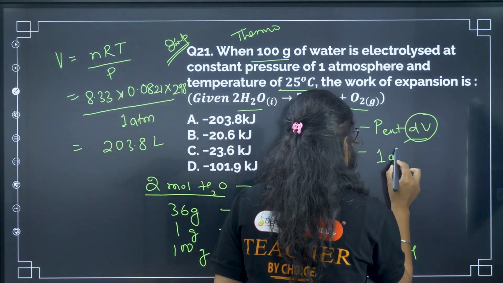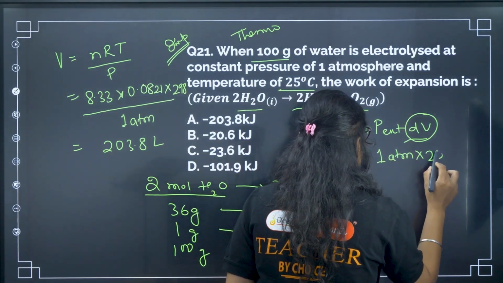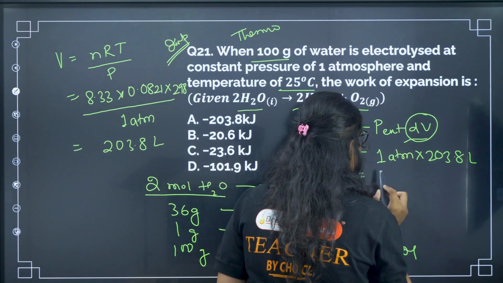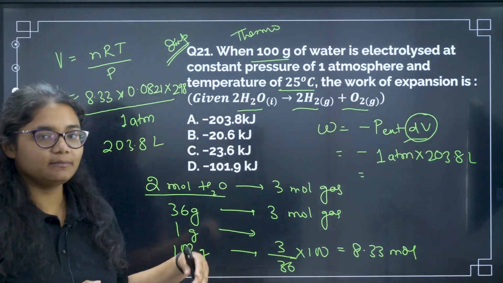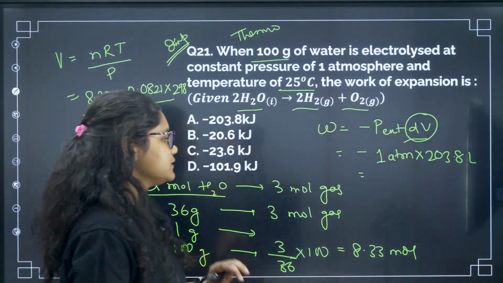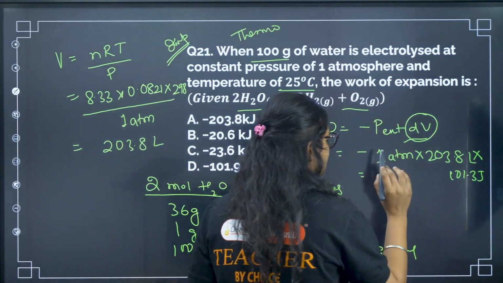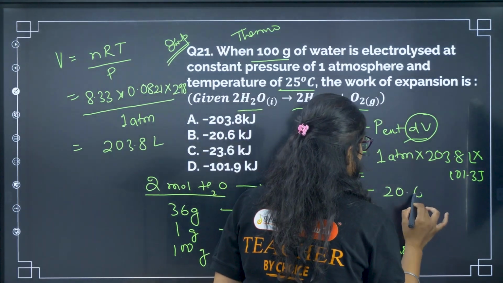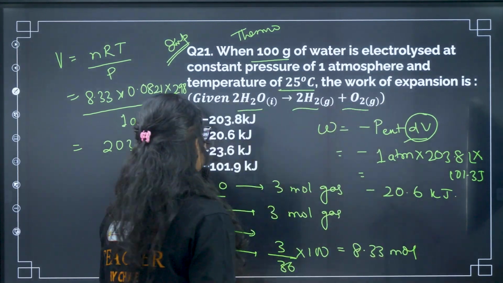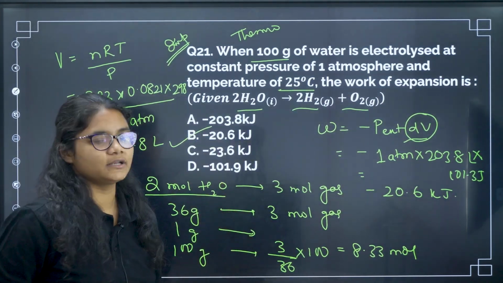Okay. Now we can put this value and we'll check here. So minus 1 atm into 203.8 liter. But you see the options are in joules, right? So we must convert it into joules. To convert this one into joules, we should multiply with 101.3 joules. So after solving this, the answer will be around 20.6 kilojoules. So the correct answer for this question is option number B.